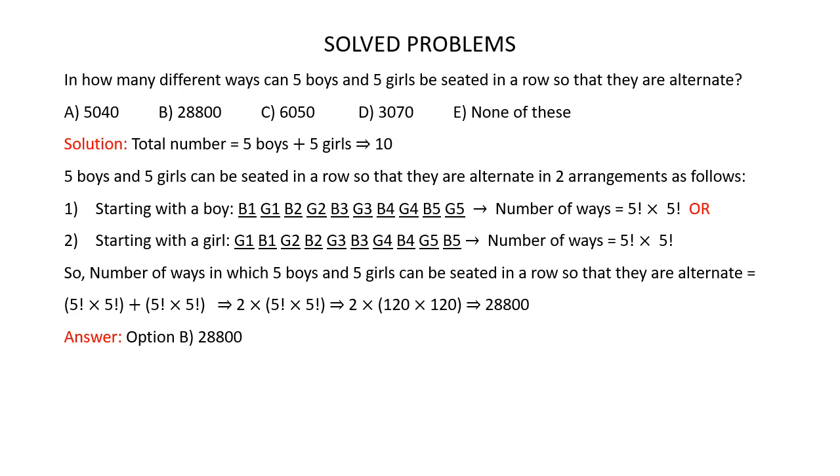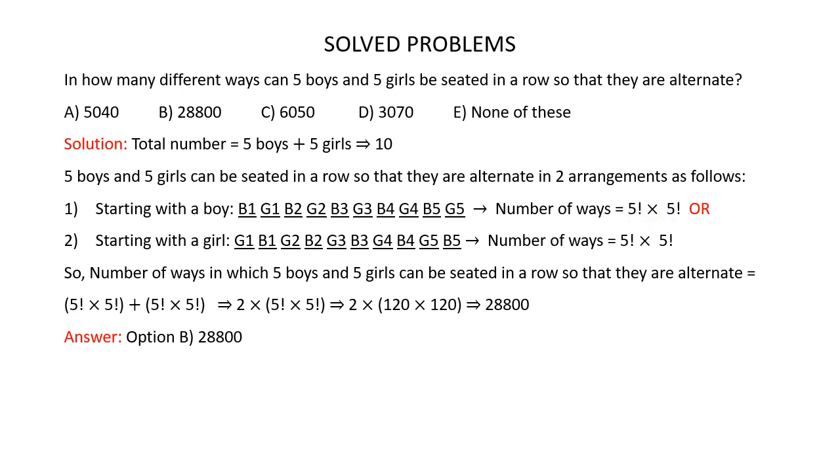Now, the five boys can be seated in the five places in 5 factorial ways, and "and" means multiplication. The five girls can be seated in the 5 places in 5 factorial ways. So the number of ways is equal to 5 factorial multiplied by 5 factorial.